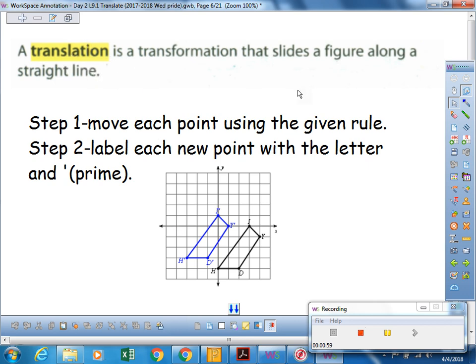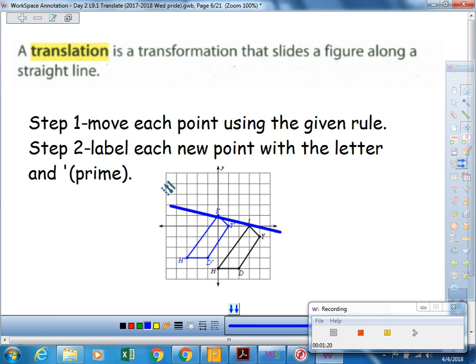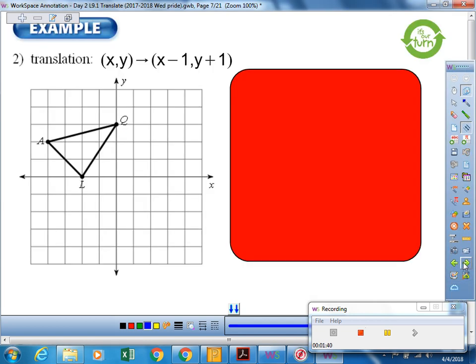Remember that a translation transforms a figure. It just slides along a line. If I connected these points, I and I prime, that figure just slid up. And then what happens is we're going to move each point. They're only going to give us one shape, and we're going to draw the other one. So you just count, given the rule. And then you label it with letter prime.